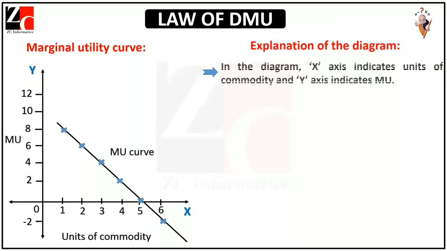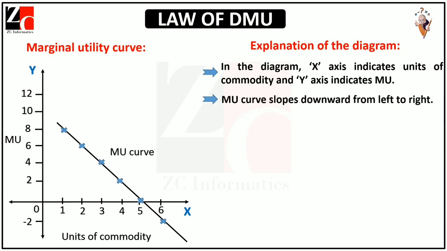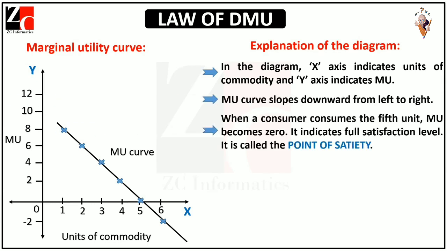In the diagram, x-axis indicates units of commodity and y-axis indicates MU. MU curve slopes downwards from left to right. When a consumer consumes the fifth unit, MU becomes 0. It indicates full satisfaction level. It is called the point of satiety.